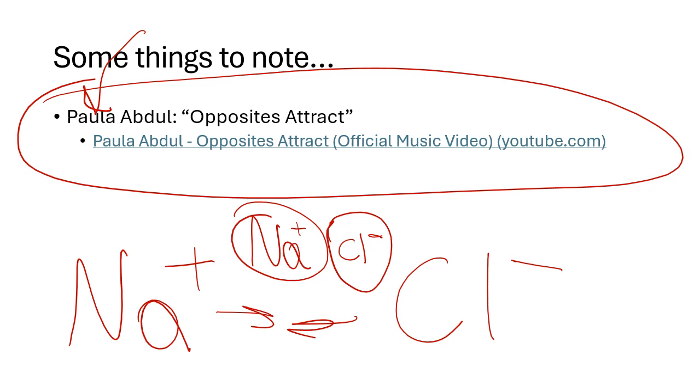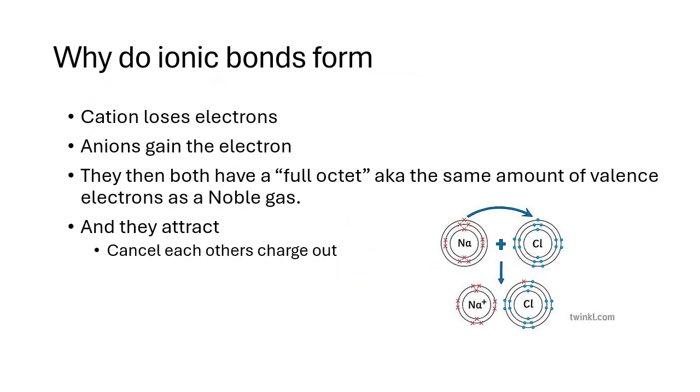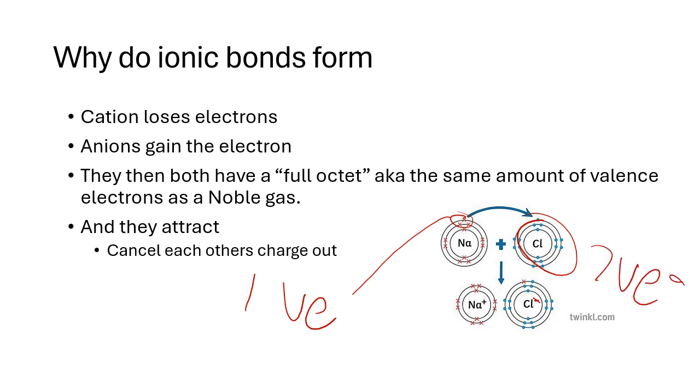And so cations lose electrons, anions gain electrons. Both have a full octet, and they can attract to each other. So here we see, and there should be a negative charge in there, sodium has 1 valence electron, and chlorine has 7 valence electrons. Sodium wants to form a +1 charge, chlorine wants to form a -1 charge. So sodium's 1 valence electron goes to chlorine. Chlorine now has 8 valence electrons. Sodium, underneath that 1 valence electron, has 8 valence electrons.